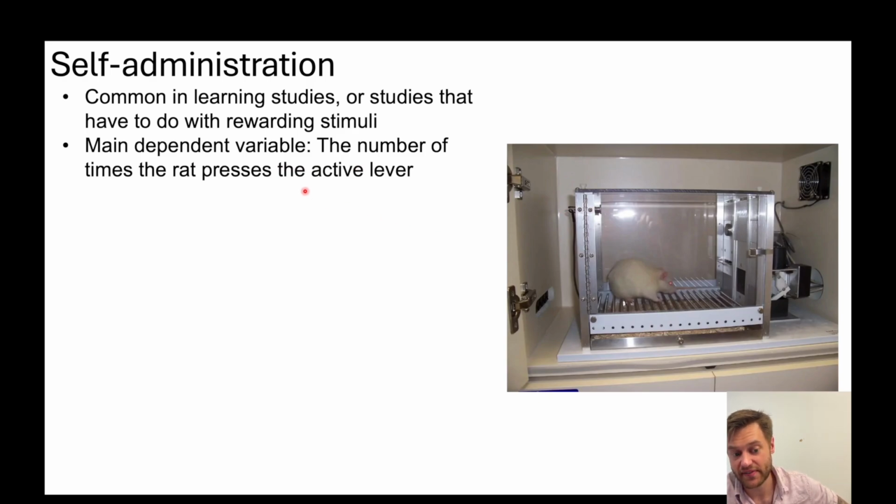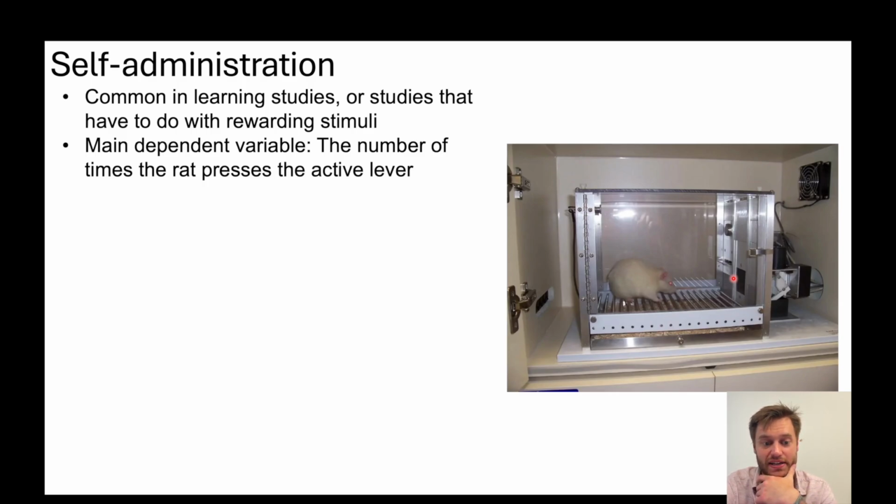So I said active lever here because generally there's two levers, one of them that does nothing, and one of them that actually gives them the reward. And the reason why you have two levers is because the inactive lever is a control to see if the rat just likes pressing the lever, right? So if they press the inactive lever and the active lever the same amount of times, like this rat is just kind of an idiot, likes pressing levers, you know? So, okay, that's self-administration.